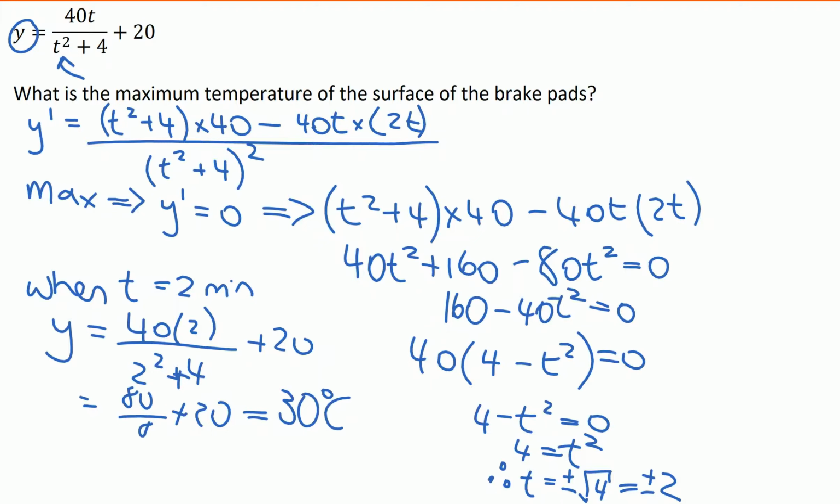Now, should I try and prove it's a maximum? Should I prove it's a maximum? You could, but you don't really have to. No, this could be a minimum. This could be the minimum though. We have to prove that 30 is the maximum. How could you prove that? Differentiate again.